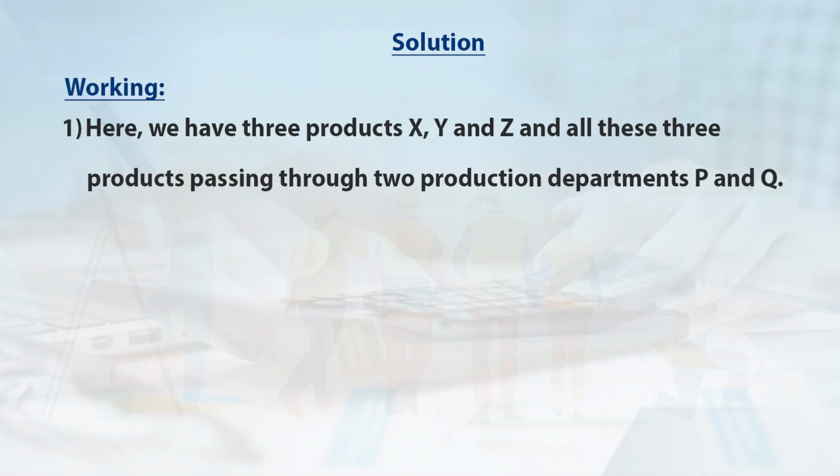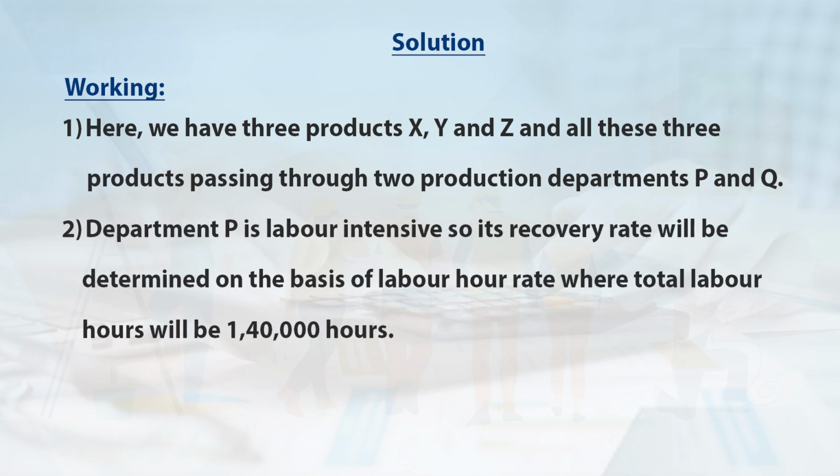First, here we have 3 different products X, Y and Z, and all these 3 products pass through 2 production departments P and Q. Second, department P is labor intensive, so its recovery rate will be determined on the basis of labor hour rate, where total labor hours will be 1,40,000 hours.